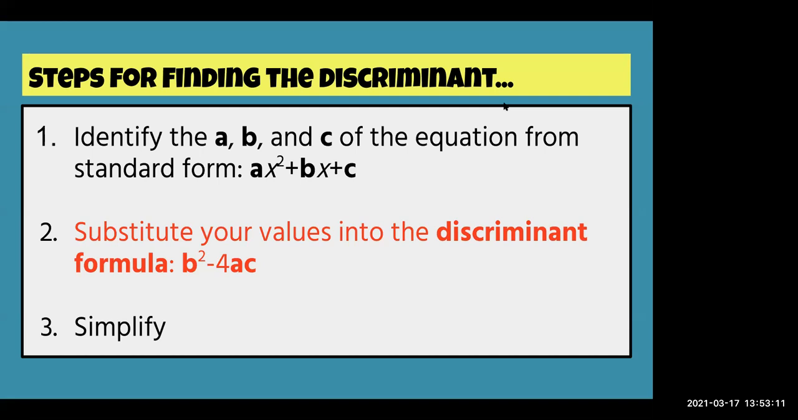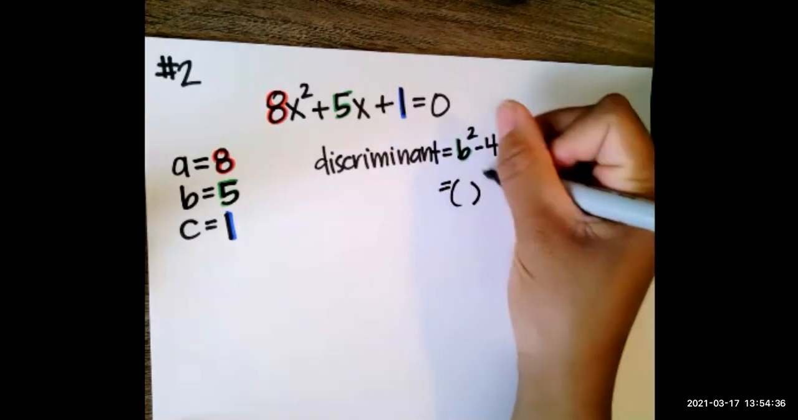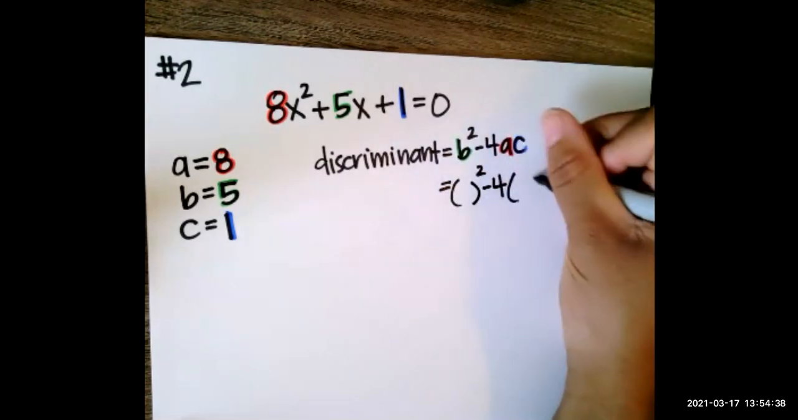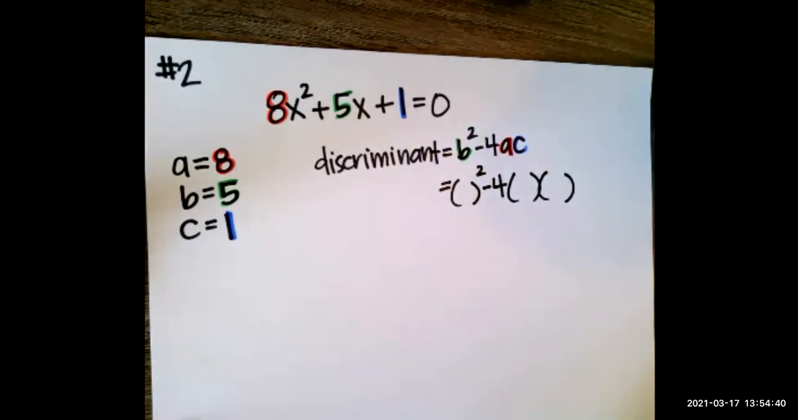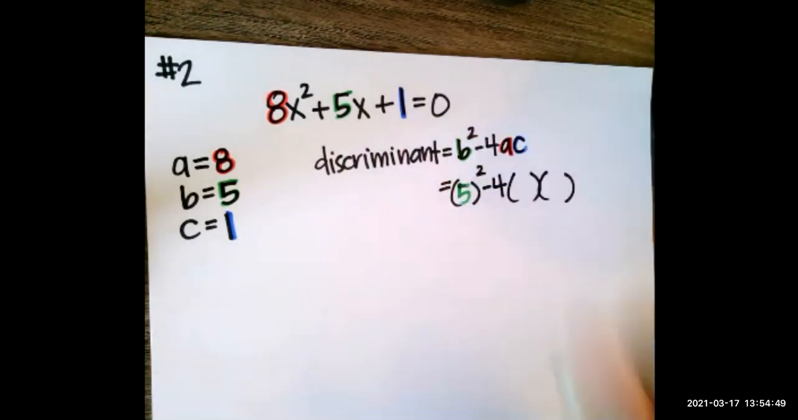Step 2 is to substitute or replace the values into the discriminant formula. I'm going to replace the b, the a, and the c with parentheses so I know exactly what to replace and when to replace it. B is 5. A is 8. And c is 1.